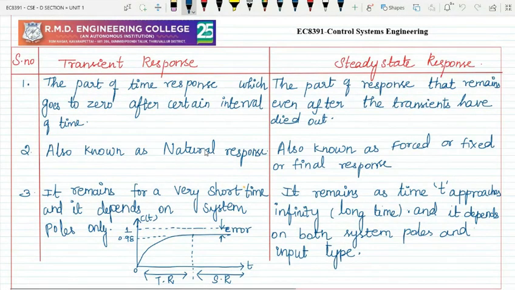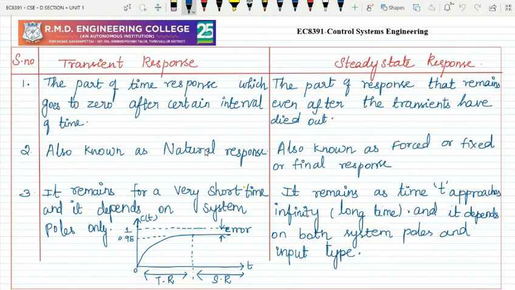Today we are going to see about control system engineering unit 2. In general, our unit 2 is mainly dealing with time response analysis. We are going to see the first and second topic, that is, the transient and steady state response, and we are going to measure the performance of first order and second order systems. The first topic we are going to see is about the responses.